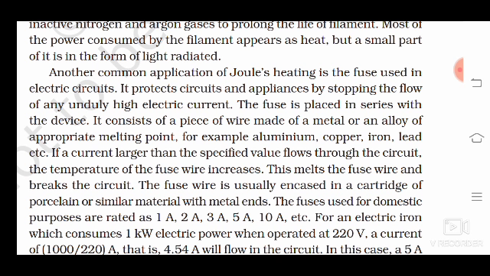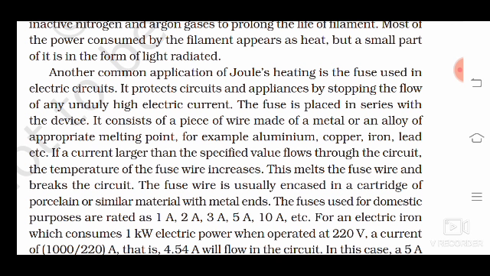Please underline. I have told you when I was explaining series. With the device, it consists of a piece of wire made of a metal or an alloy of appropriate melting point, for example aluminium, copper, iron, lead, etc. If a current larger than the specified value flows through the circuit, and the current increases, the wire melts and it is disconnected. The temperature of fuse wire increases. This melts the fuse wire and breaks the circuit.